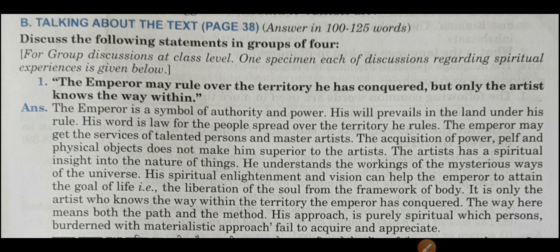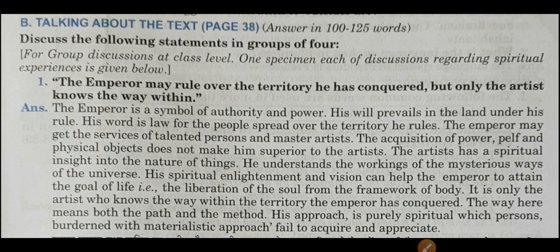The emperor may get the services of talented persons and master artists. The acquisition of power, wealth, and physical objects does not make him superior to the artists. The artists have a spiritual insight into the nature of things. It means the king may rule over territory, but he cannot overpower or overcome the talent of the artists. He understands the working of the mysterious ways of the universe. His spiritual enlightenment and vision can help the emperor to attain the goal of life, that is, the liberation of the soul from the framework of the body.